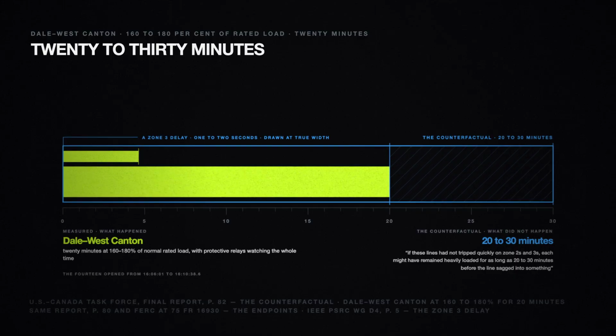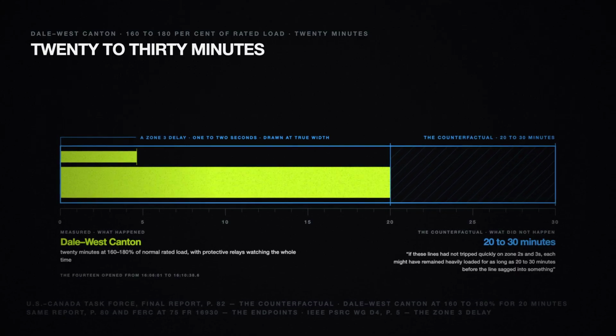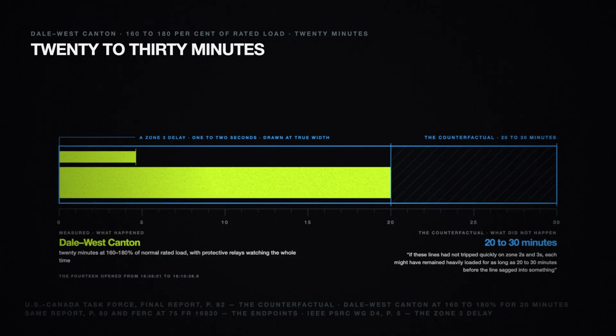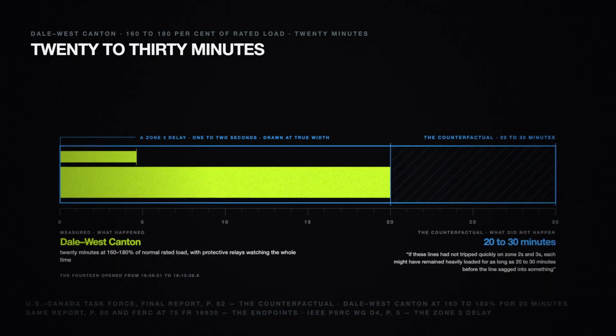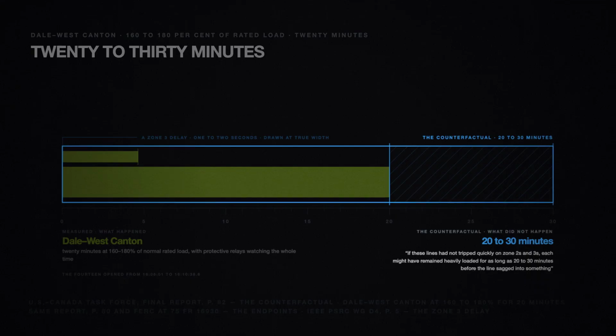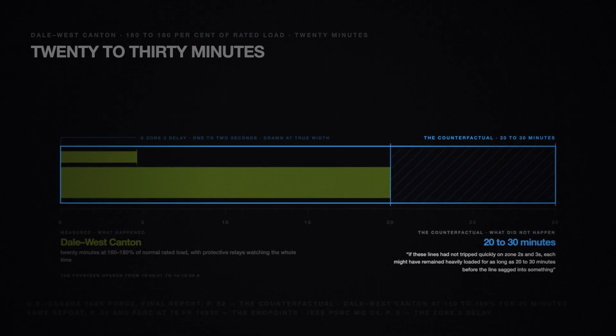Reading page 82 that way is this film's reading of the passage. The report does not print the sentence. So the largest interval in this chapter is one that never happened, and it is longer than everything that did. They removed the time somebody might have used.